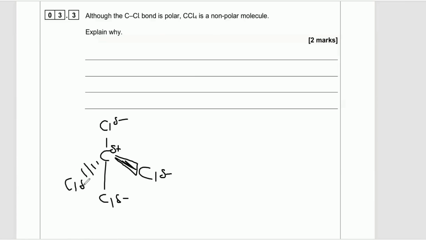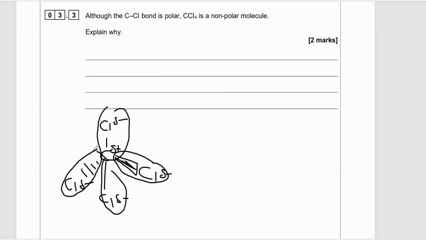The individual bonds here are still polar, but they're all the same angle apart. What is it for tetrahedral? 109.5 degrees. They're all equal distances apart, and this means the electron cloud is evenly spread, and so the dipoles cancel out.